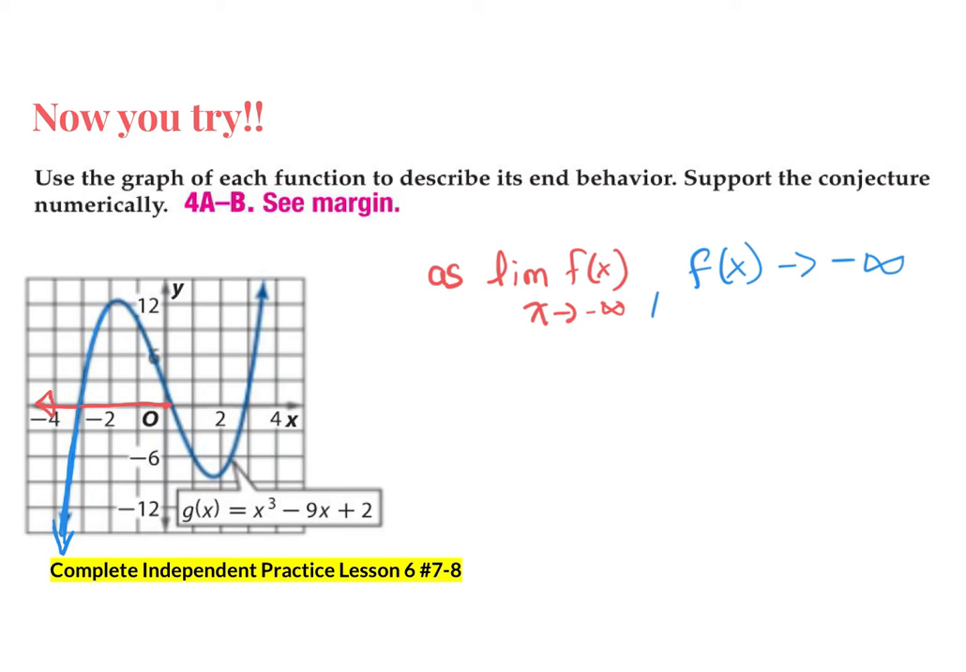My next mathematical statement that doesn't change is what is happening to the right of this graph. So as limit f of x, this time x is going towards positive infinity. What is happening to the right of the graph? Well, we are increasing. We are going up. My y values keep going up. So f of x is going towards positive infinity.